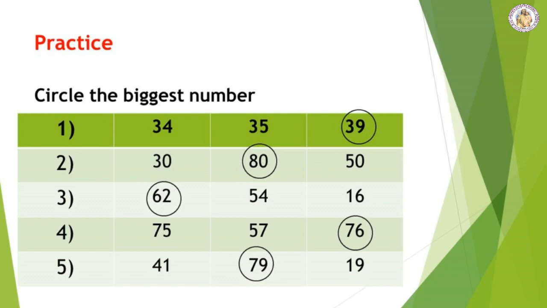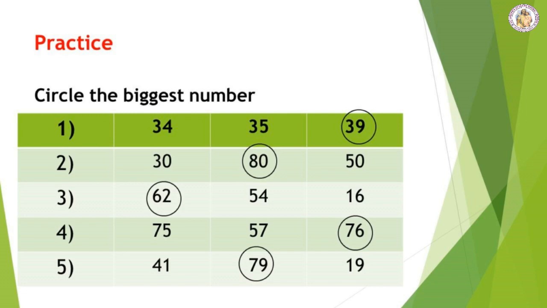See the 34, how many ones are there? 4 ones. In 35, 5 ones. In 39, 9 ones. So, 4 ones, 5 ones and 9 ones. So, which one is bigger? Yes, 9 is the biggest one. Right. So, which one is the biggest number? 39. Now the second one, 30, 80 and 50.